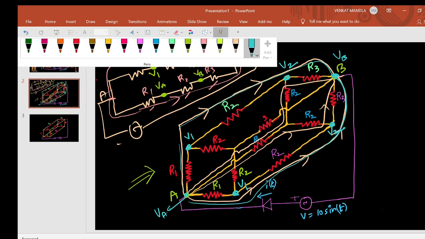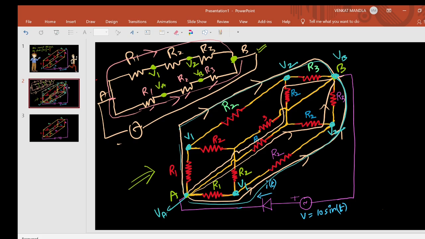And the next path also. This is the third path, the middle line. After R1, this is V1. After R2, this is V2. Both are the same. After R3, this is VB. Both are the same, VB only. One more path: after R1, already assumed V1. After R2, this is V2, already assumed. After R3, VB.